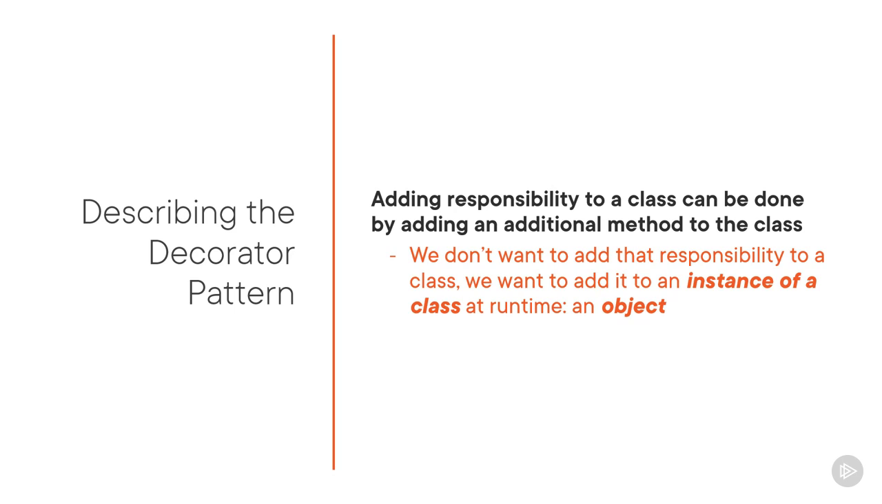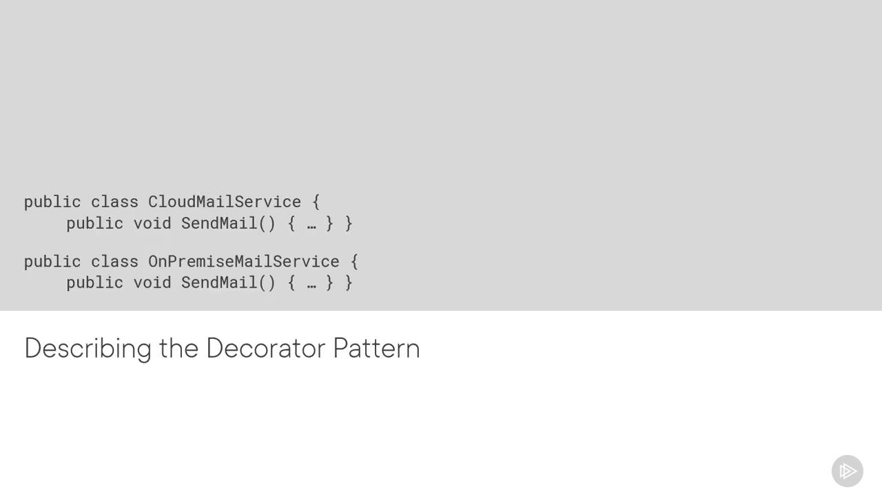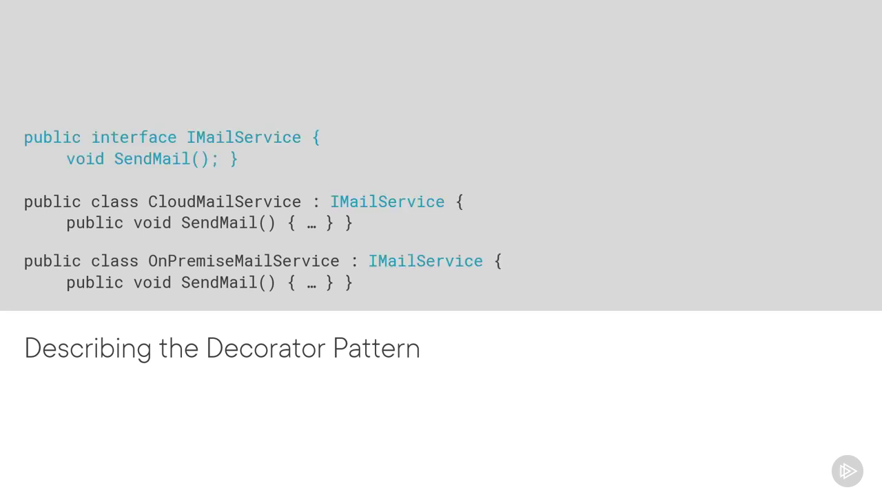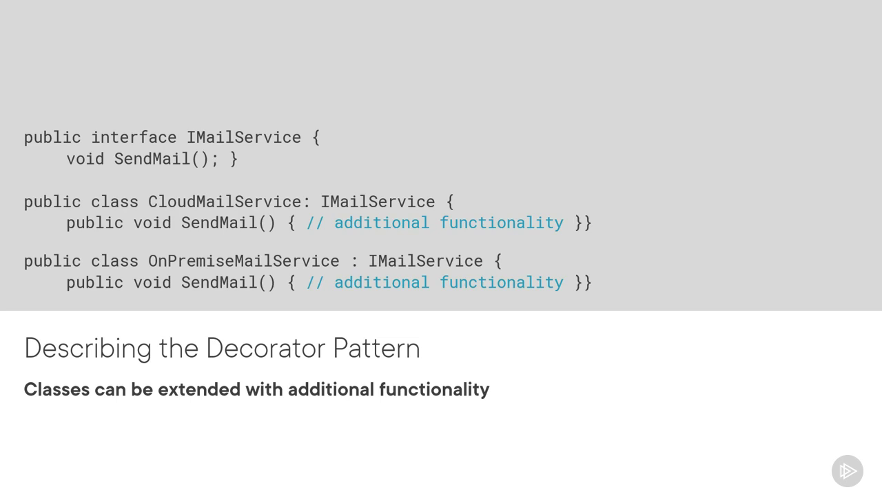Let's clarify this with a real-life example. In one of my other courses, I use a cloud mail service and a regular on-premise mail service to send mail. Both of these implement a simple IMailService interface, which exposes one method, SendMail. Now imagine I want to add some functionality to this service. Say that I want to start collecting some statistics. For example, how long does it take sending a mail? Or how often is the SendMail method accessed?